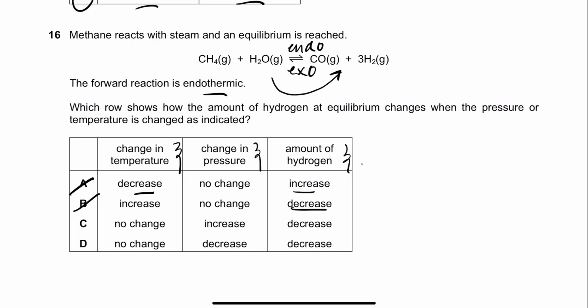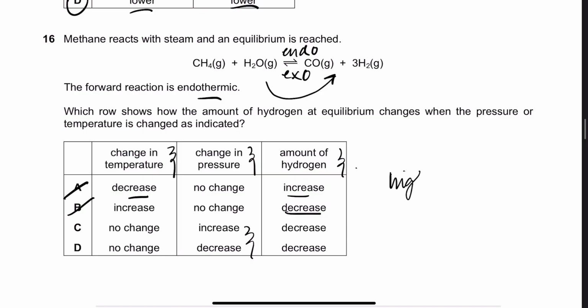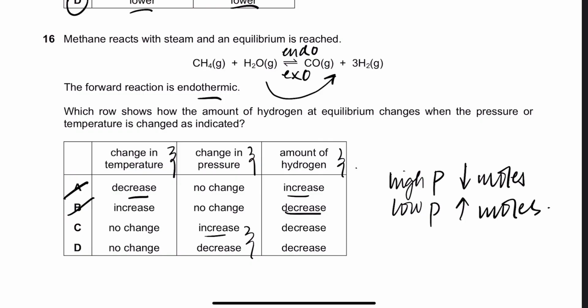And it says, okay, now they're not messing with the temperature, now they're messing with the pressure. What you realize is, we know this, that high pressure favors fewer moles and low pressure favors more moles. So let's do this. An increase in pressure means high pressure, so it'll favor fewer moles of gas. You have four moles of gas here and 2 moles of gas here. So if you increase the pressure, the hydrogen amount should decrease because it's going to favor the backward, the reverse reaction. And that's true. The hydrogen amount will decrease. So C is my answer.